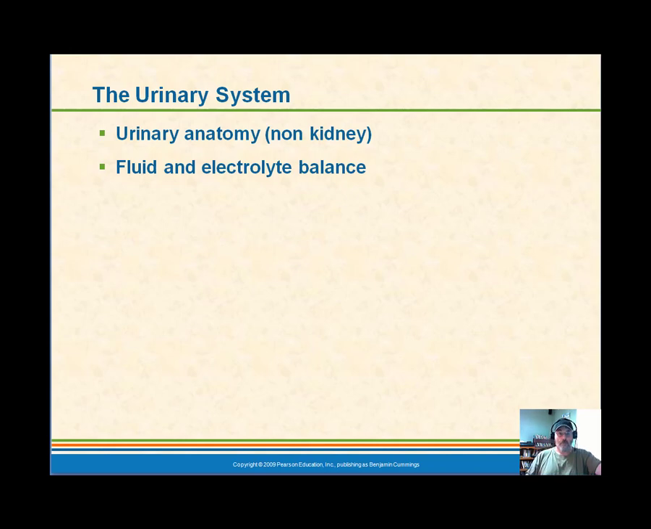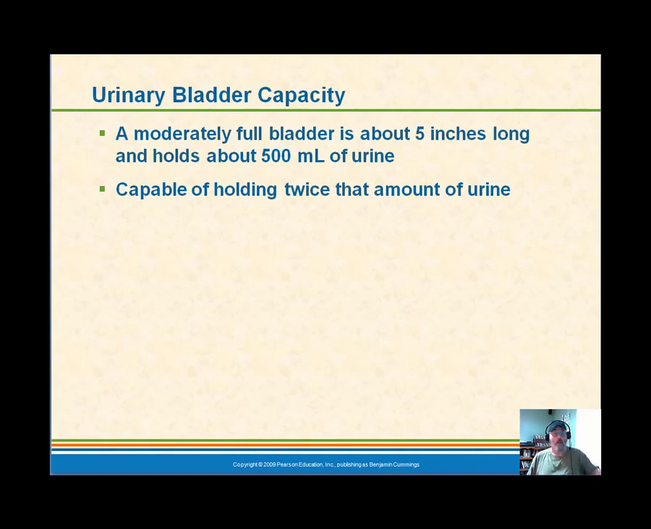So we've talked about the urinary system anatomy, and I'm just going to hit on fluid and electrolyte balance. So, urinary system, a moderately full bladder is about 500 milliliters of urine. It is capable of holding about twice that much.